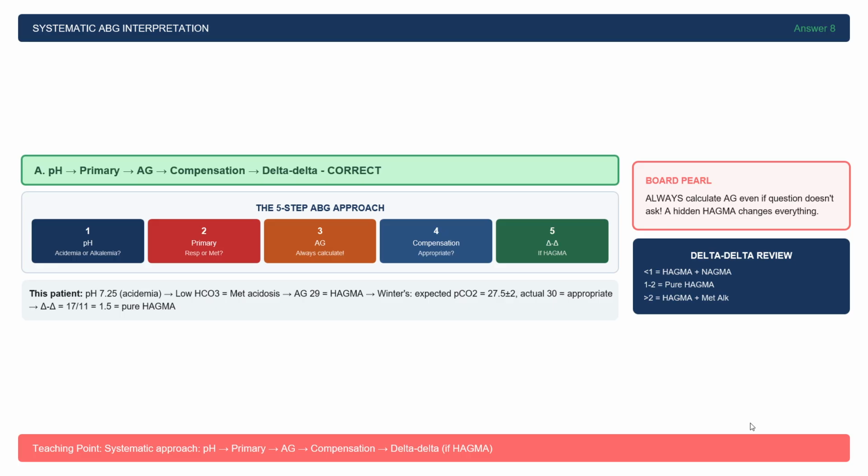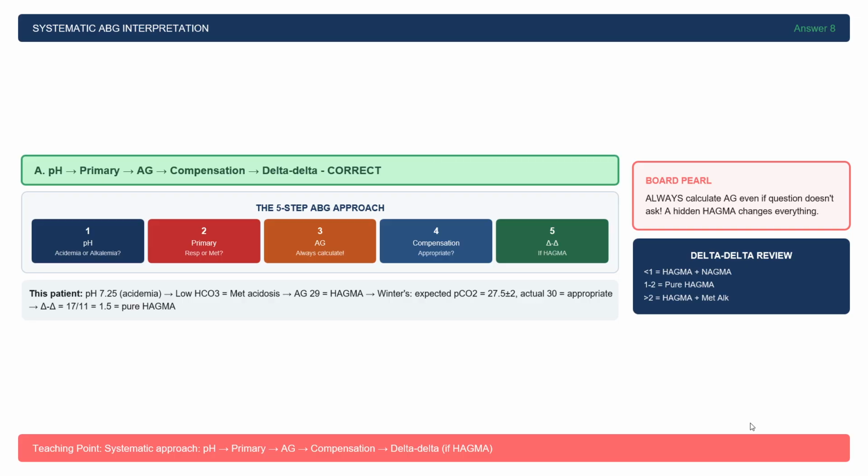So the answer is A. Here's a simple 5-step approach to ABG interpretation that works extremely well both for exams and real clinical practice. First, always start with pH. Decide whether the patient has acidemia or alkalemia. If the pH is below 7.35, it's acidemia. If it's above 7.45, it is alkalemia.